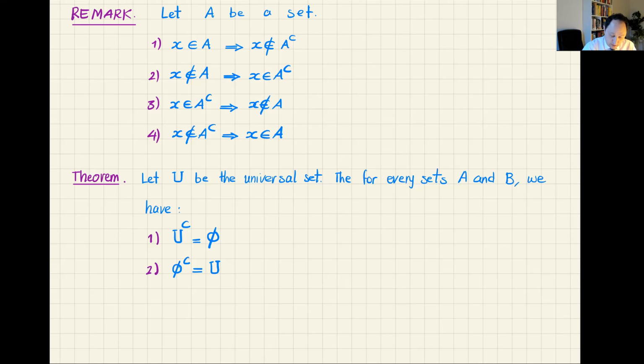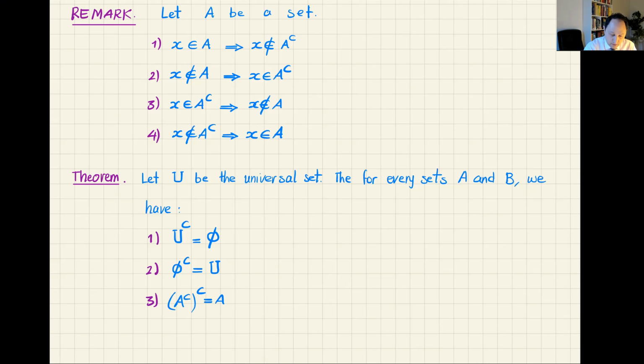Okay, and then let me ask you another question. If I have one set, I complement it once, and then I get the result and I complement it once more. So what's the answer? The complement of the complement is what? It's just A. It's A itself, thank you.